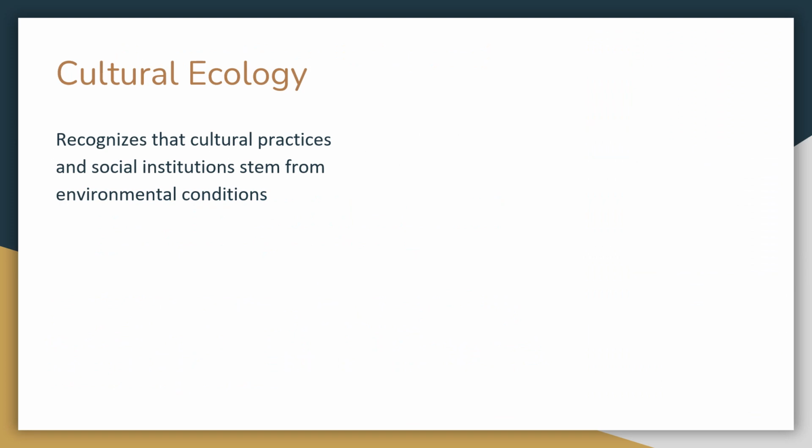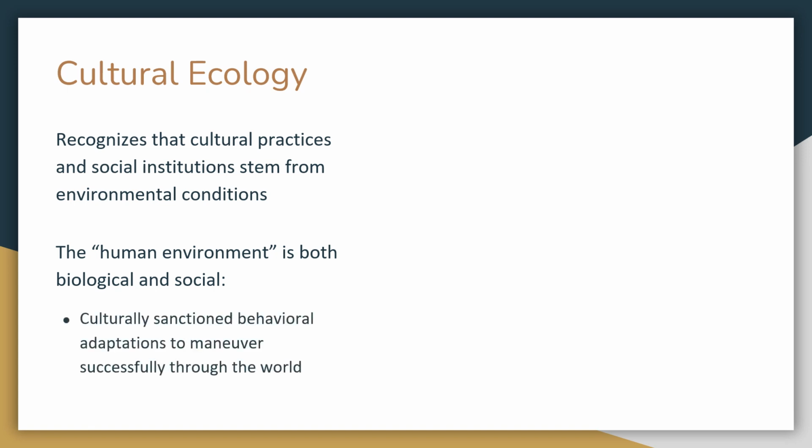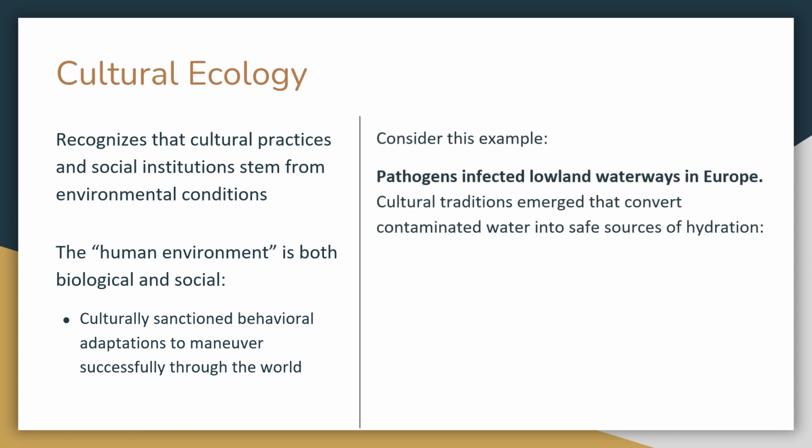Next, consider cultural ecology, which recognizes that cultural practices and social institutions stem from environmental conditions. And it's important to remember that when we're talking about the human environment, this includes both the biological habitat and the social environment within which humans exist. So think about what culturally sanctioned behavioral adaptations exist to help an individual know how to maneuver successfully through the world and through their society. Consider this example.